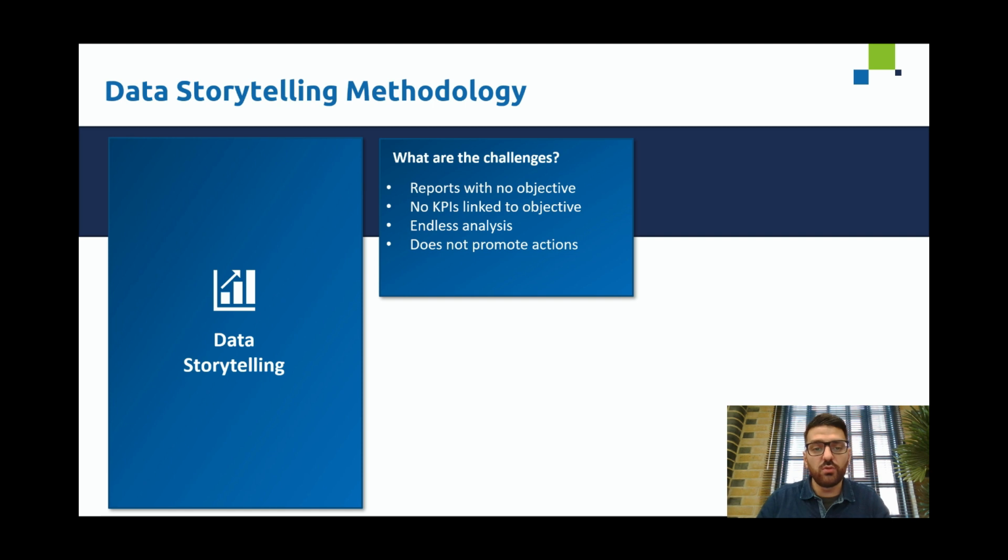Another common issue that we find is not having KPIs, or maybe not having KPIs linked to business objectives. In reality, KPIs allow us to answer the questions of, well, how are we doing and are we on track to achieving our business objective or our purpose? And without these KPIs, we really are missing a large chunk of what is required for a successful report.